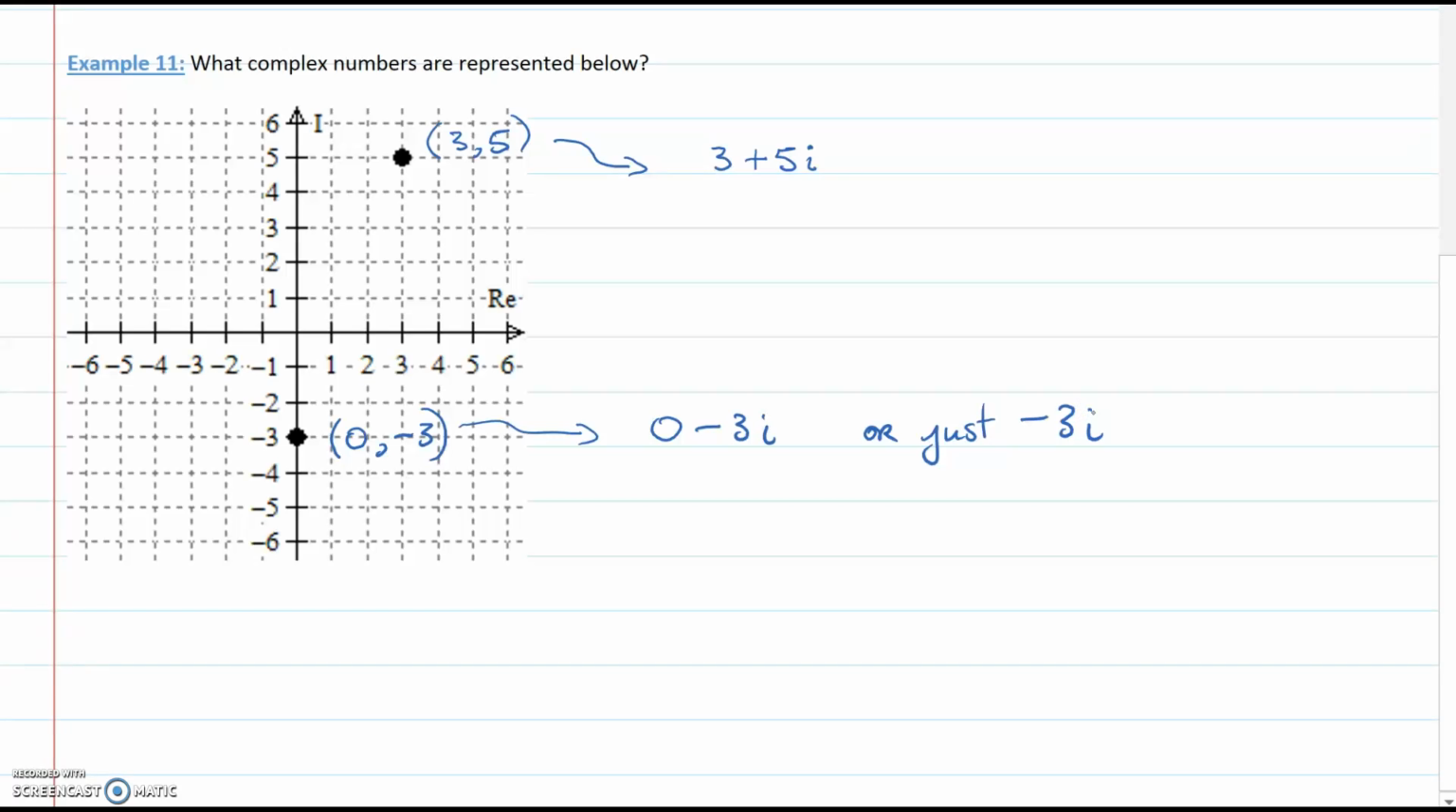Okay, very easy. Both those examples very easy. Remember, real part, imaginary part.